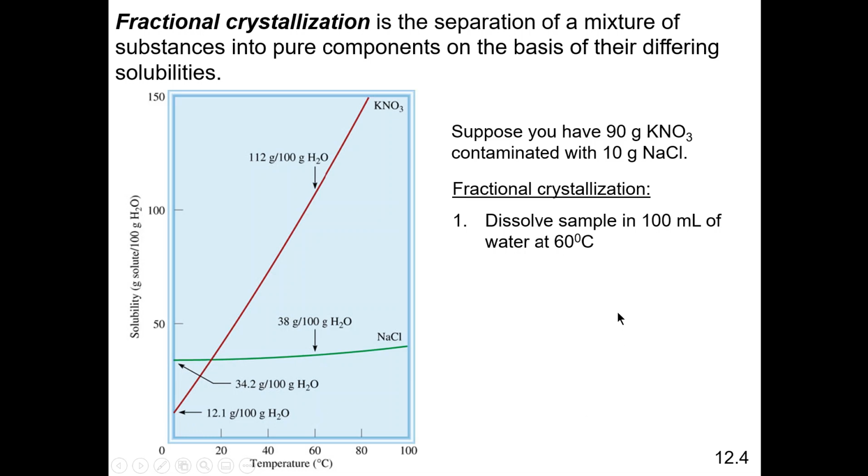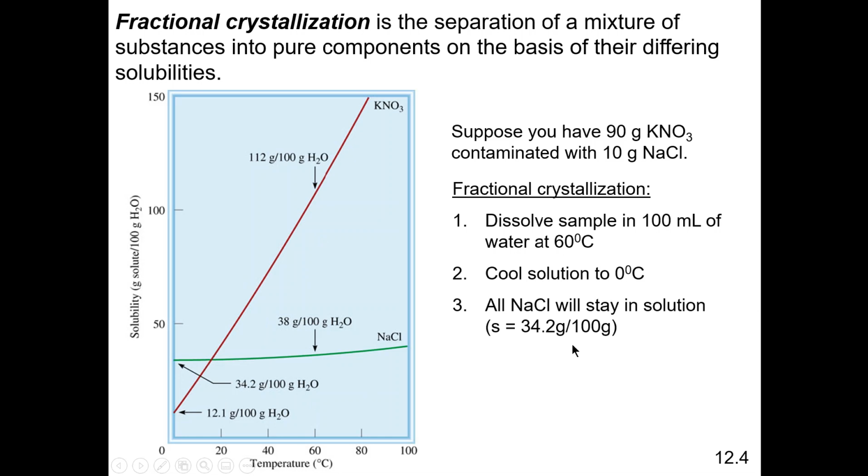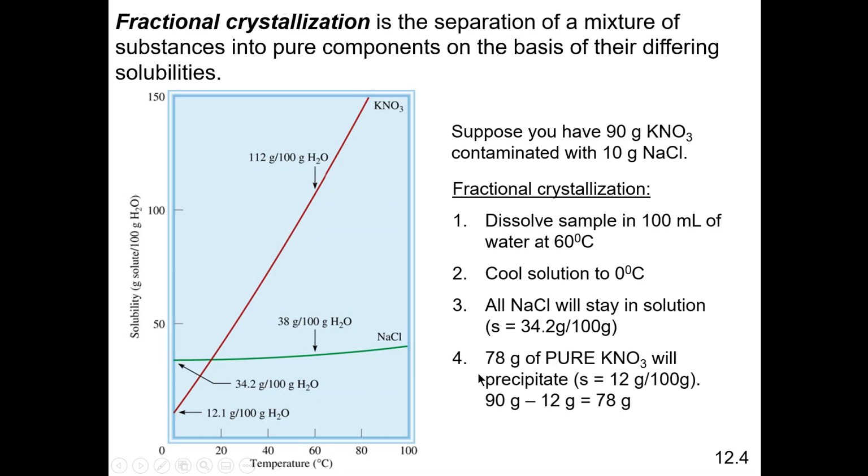So to achieve the separation of the potassium nitrate from this solution, we dissolve these two in the mixture in 100 mL of water at 60 degrees. And then we cool the solution to 0 degrees. Of course, the solubility of potassium nitrate will be reduced, which means that some of it will come out of solution, while the sodium chloride will remain in solution. What was determined here was that 78 grams of the potassium nitrate will come out of the solution.